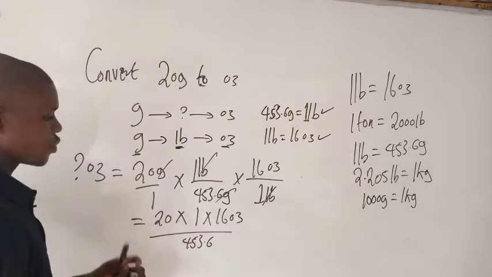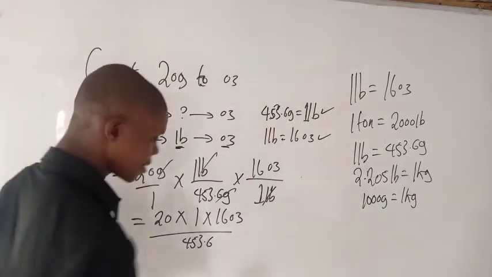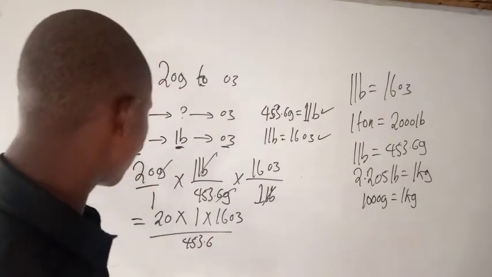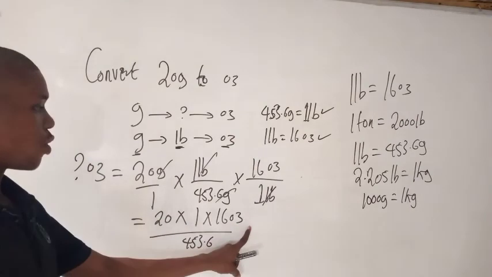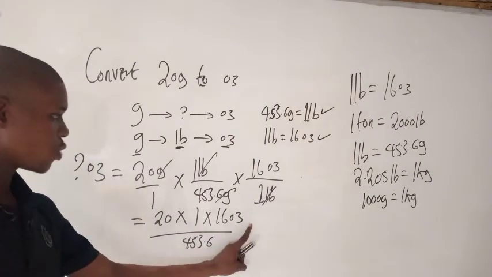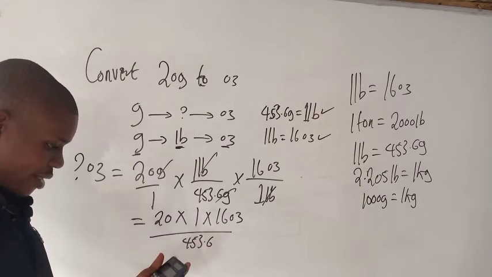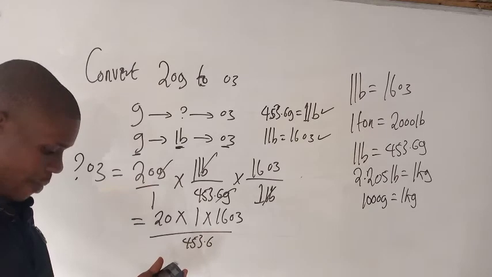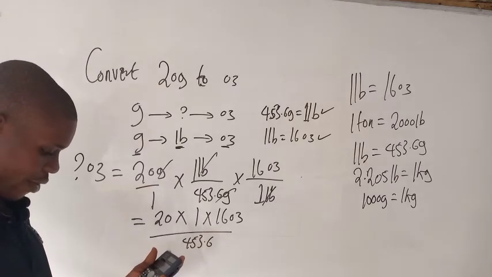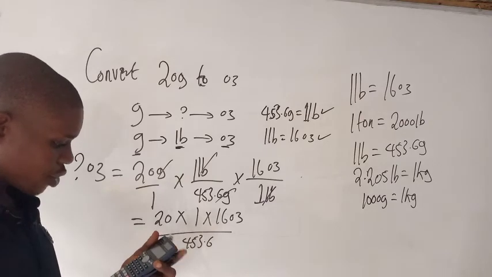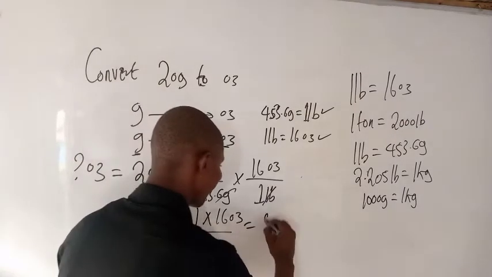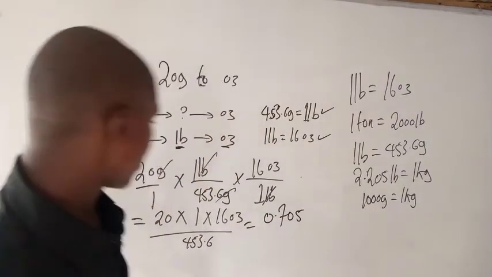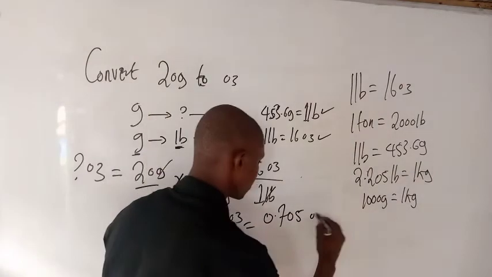You get? So what you have to do is punch your calculator and get your answer. So now let's do that. Use our calculator. So we're going to have 20 times 1 times 16 ounce. Do you get that? Here, OZ is ounce. So we have 20 times 1 times 16 divided by 453.6. So here we have 0.705. Now what is the unit? Here we have ounce.